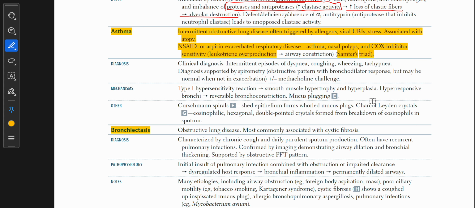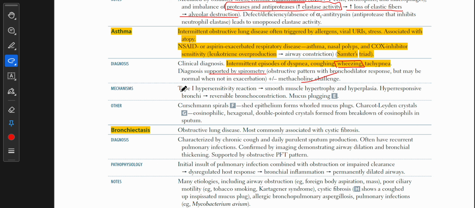So the diagnosis of asthma is a clinical diagnosis. There are intermittent episodes of dyspnea, coughing, wheezing, and tachypnea. The wheezing is a musical sound heard in auscultation. This is very high yield. And also the diagnosis is supported by spirometry, an obstructive pattern with bronchodilator response, but it may be normal when not in exacerbation. Plus or minus a methacholine challenge. Methacholine challenge, right? Methacholine is a cholinergic drug, as opposed to anticholinergic or antimuscarinic drugs.